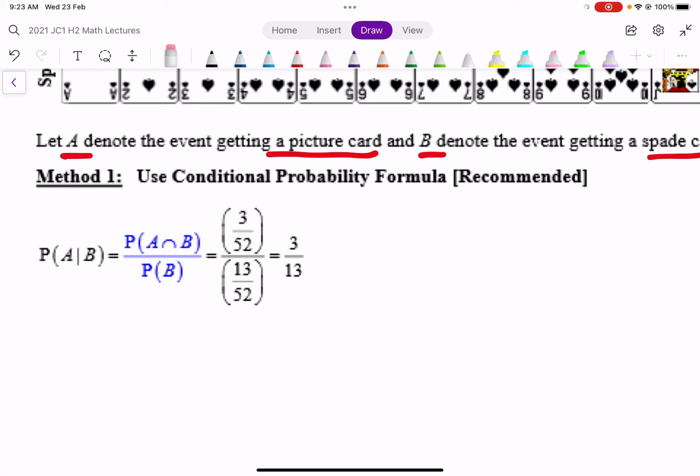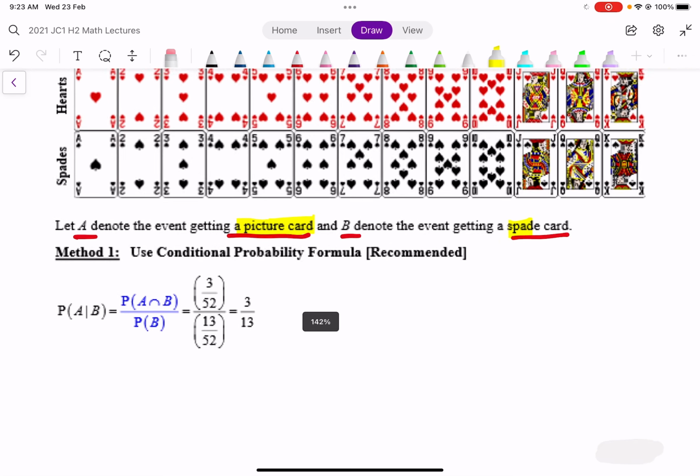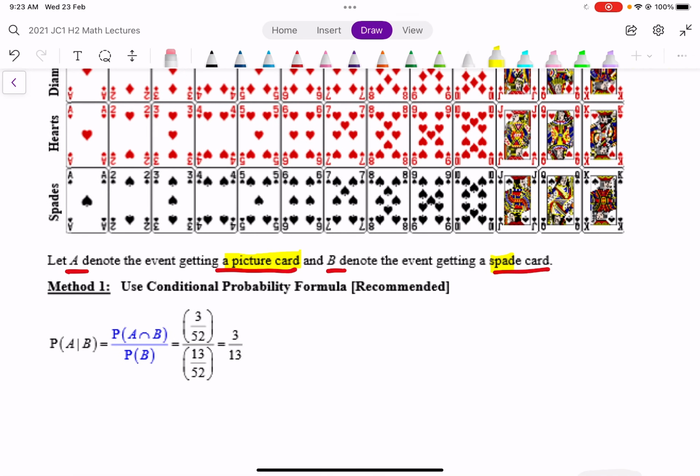Okay, so what we do is find the probability of A intersect B. Altogether, there are 52 cards. A intersect B means that you are getting a picture card which is a spade. If you look at the set here, a picture card that is a spade, there are only three: the jack, the queen, and the king. That's the reason why the probability is 3 out of 52.